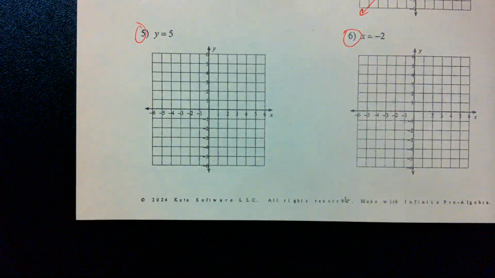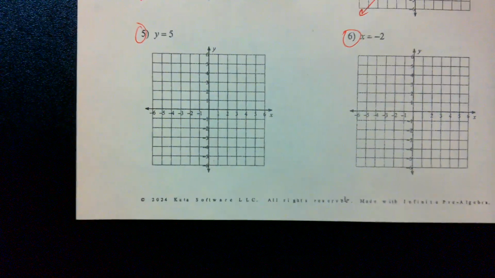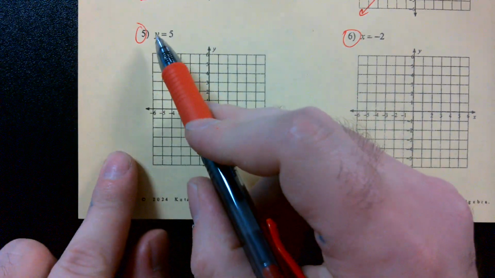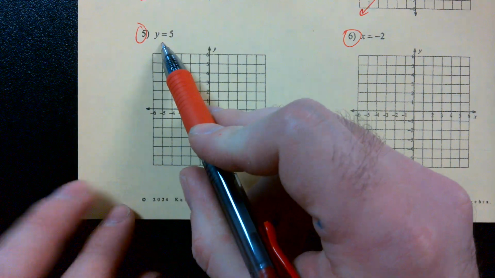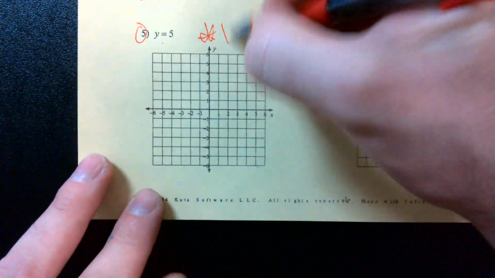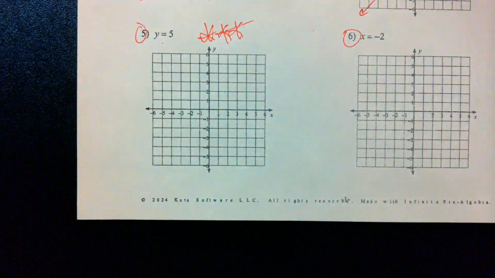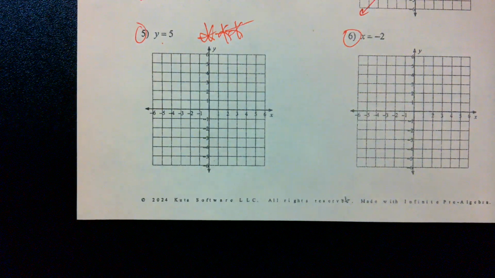Number 5 says y equals 5. Here's a little trick for these special cases, right? So first off, do you guys see a y in this equation? Yes. Do you guys see an x in this equation? No. All of a sudden, I know that something is wrong with this. This is either going to be a flat line or a straight up and down line, horizontal or vertical.